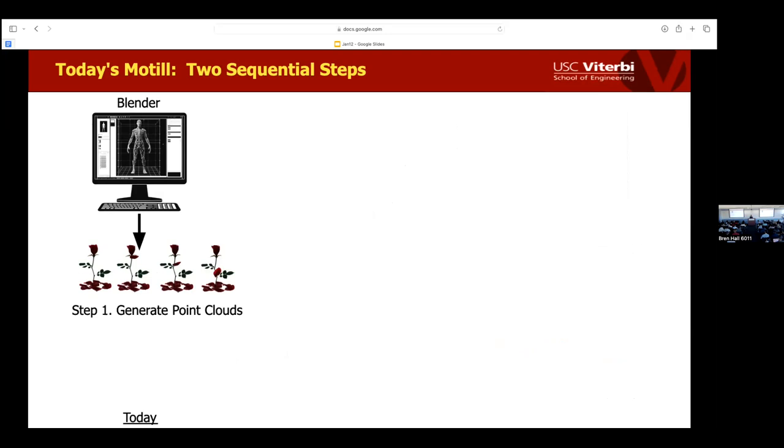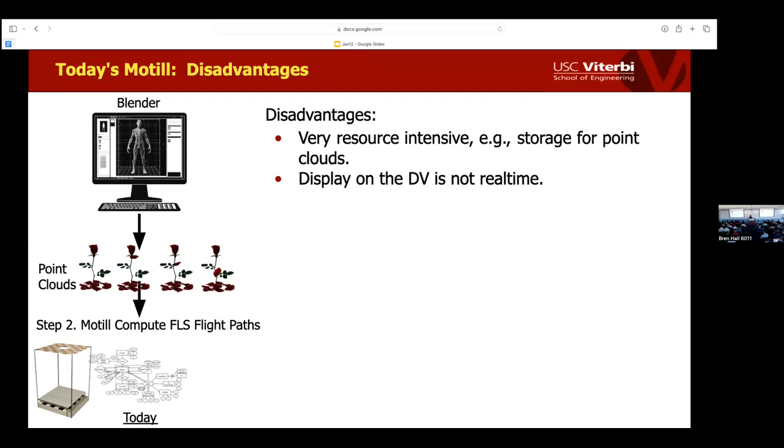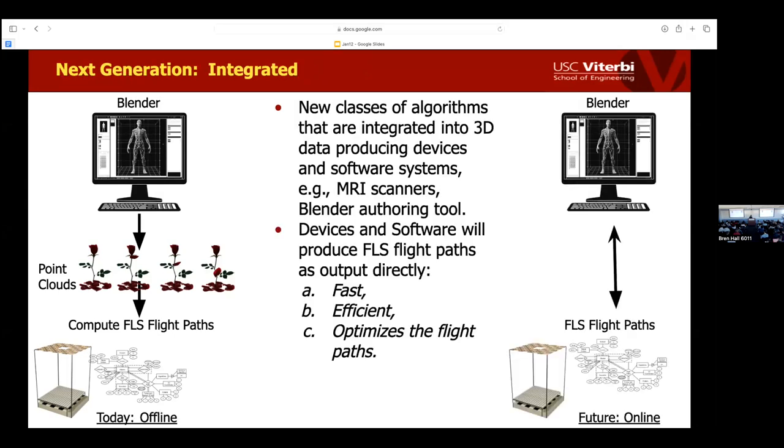So today's model takes the output of something like Blender or Maya, which is a 3D authoring tool, and it generates point clouds first. And then subsequently, it takes the point clouds and computes the FLS flight paths. This algorithm today is very resource intensive, and it's also the case that the display on the PV is not real time. So generating the point clouds is a point of separation from the authoring tool. So we are working on the next generation of this algorithm where it's tightly integrated into the 3D authoring. So imagine Blender being able to generate the flight paths for the FLSs as its output.